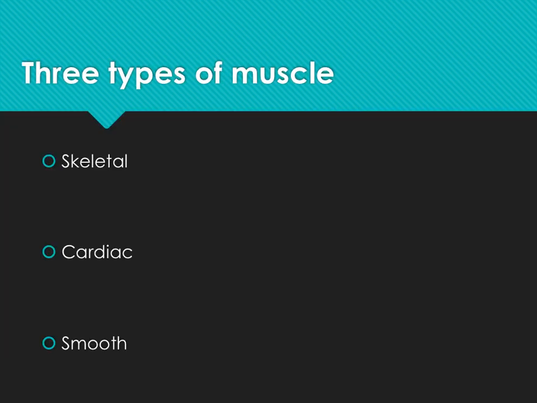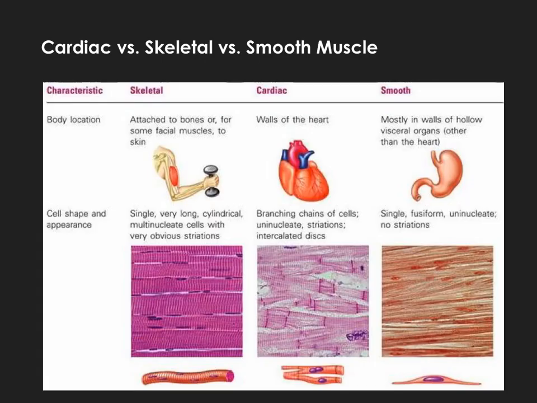The three types of muscle include skeletal muscle, cardiac muscle, and smooth muscle. The main focus of this video will be skeletal muscle. However, on the next slide, we'll take a closer look at these three muscles, where they're found, and what they look like. This table nicely depicts the difference between skeletal muscle, cardiac muscle, and smooth muscle.